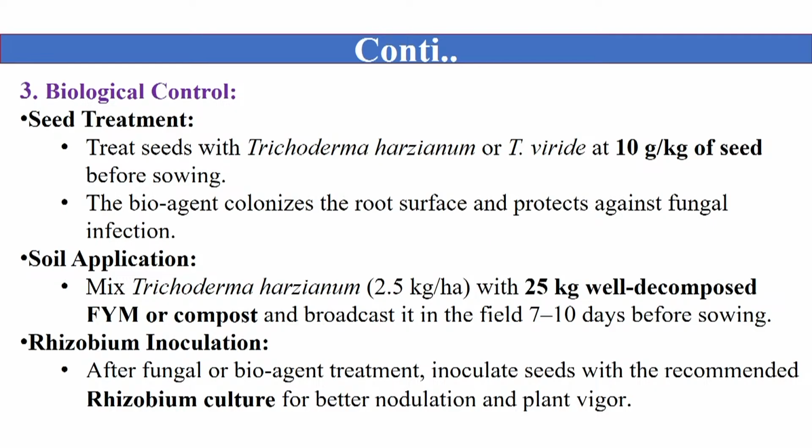And soil application, you can mix Trichoderma harzianum 2.5 kilogram per hectare with 25 kilogram of well decomposed FYM or compost, and you can broadcast it in the field 7 to 10 days before sowing. And you can also use Rhizobium inoculation after the fungal or bioagent treatment. You can inoculate the seed with the recommended Rhizobium culture for better nodulation and plant vigor.